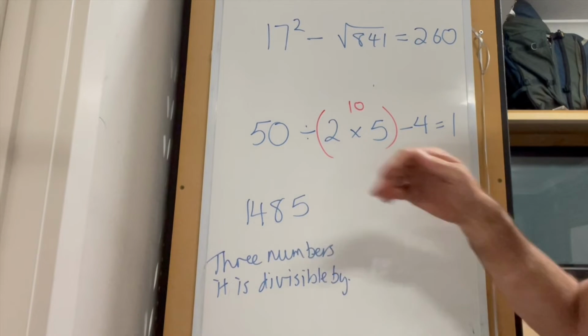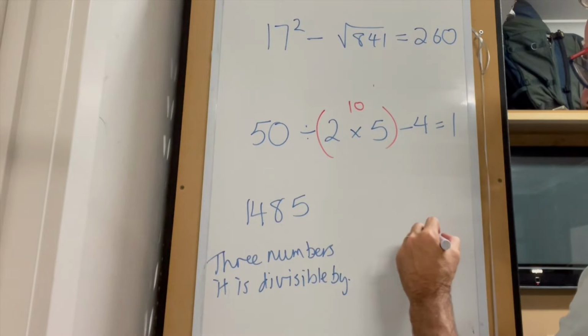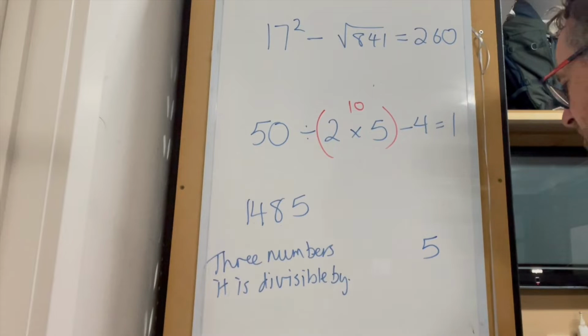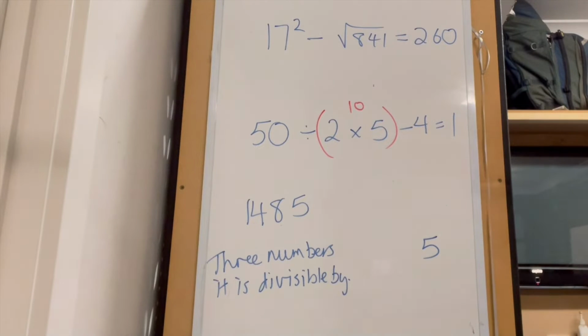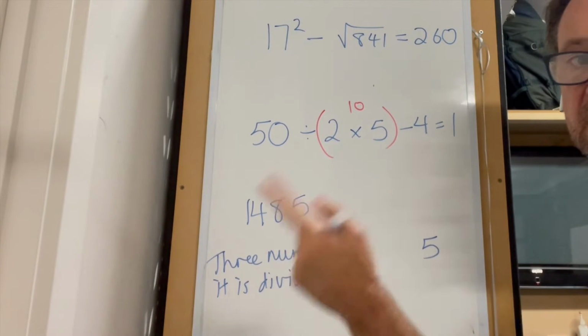And third question here is 1,485. You're after 3 numbers that it's divisible by, okay? Well, everyone should be writing down 5, okay? Because it ends in a 5, okay? So then what you're looking for is some other way. Now, obviously it doesn't end in an even number, so it's not going to be divisible by 2.